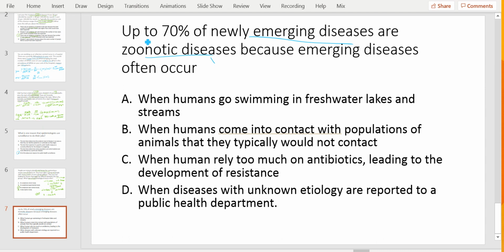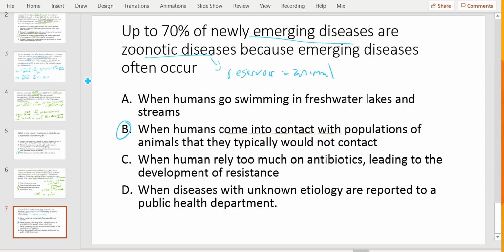So you should remember from the last chapters, last week, zoonotic diseases are when you have a reservoir of the disease that's an animal. And many of our newly emerging diseases, remember, those are diseases that are brand new to humans, that have never shown up in a human population before, are found from animal reservoirs. And so the answer to this one is B. Most of them are zoonotic because they're occurring when we're coming into contact with populations of animals that we typically wouldn't. And this is usually because of human behavior.